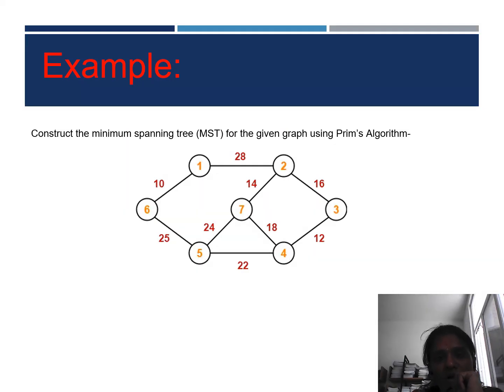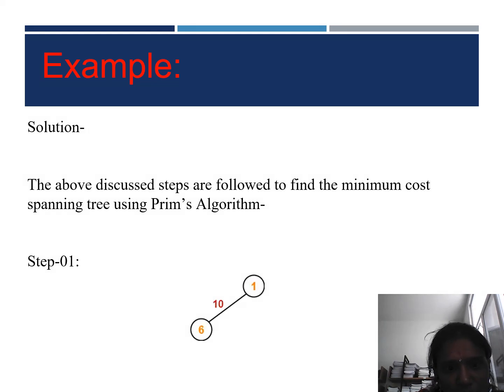So consider this an example for Prim's algorithm. We have 7 vertices here and some weights, and it is connected. So it is a connected, weighted, and undirected graph. See, the steps discussed above are followed to find the minimum cost spanning tree in Prim's algorithm. First, in this example, taking 1 comma 6, 10 is minimum, so we choose 10.